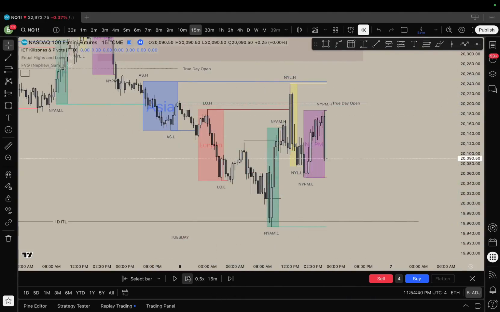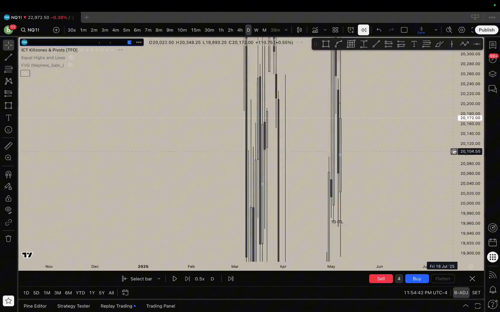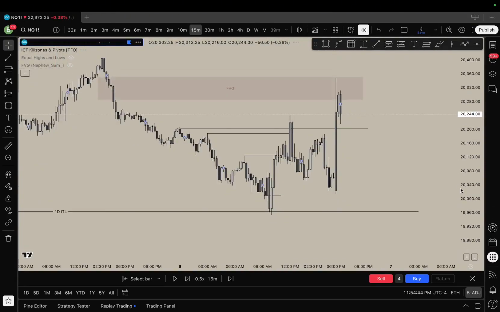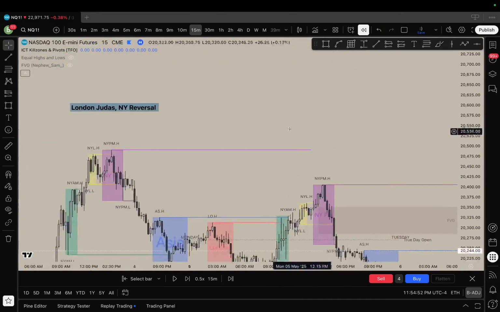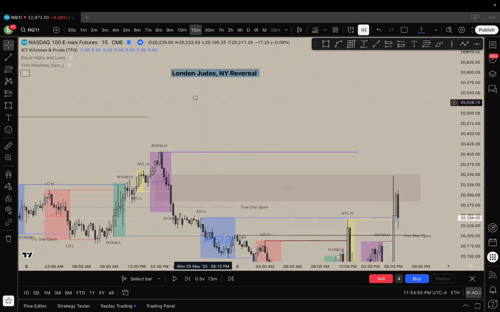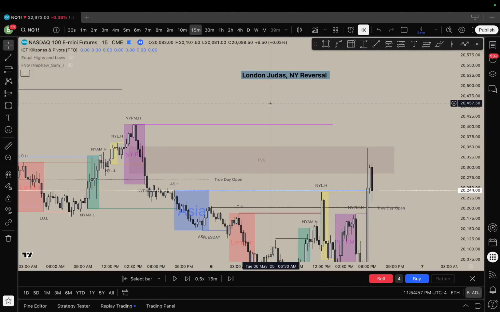Well, let's see, I think it still closes. Actually, yeah, it did close bullish. So we end up closing bullish here on this day. And yeah, just a super, super nice daily profile you guys should definitely be studying is the London Judas New York reversal. Let's move on to a couple more examples here.